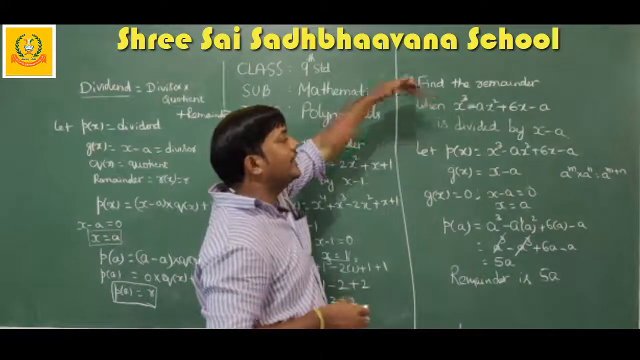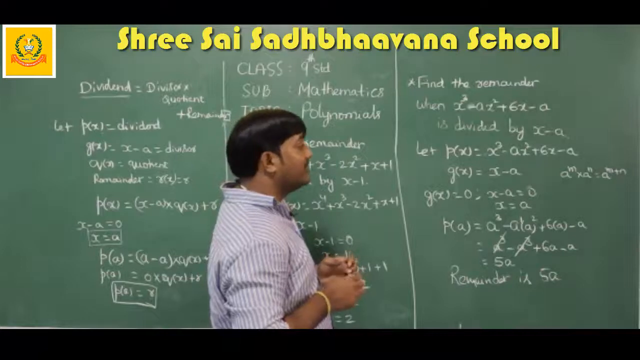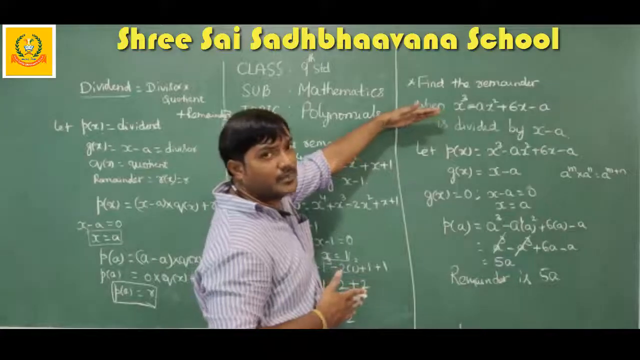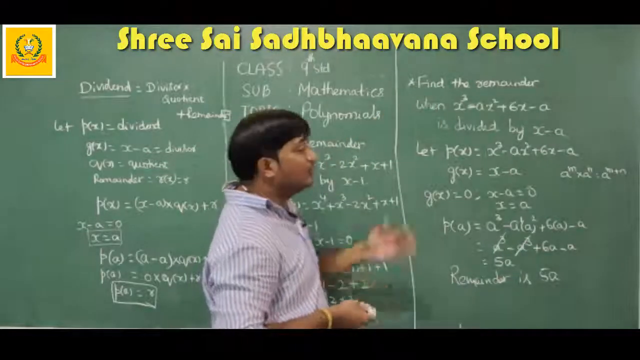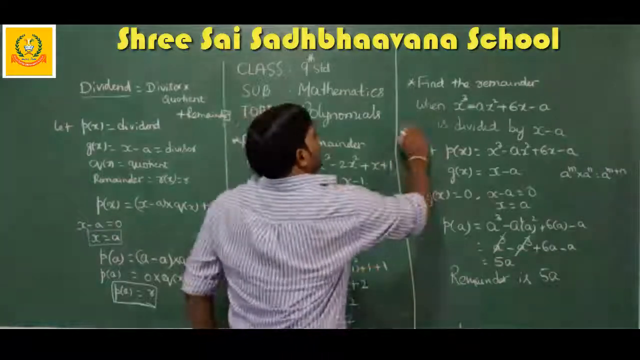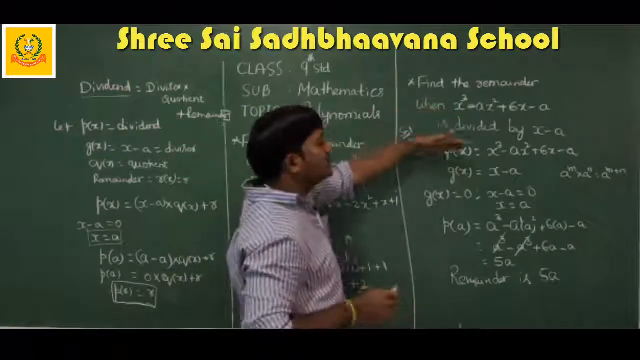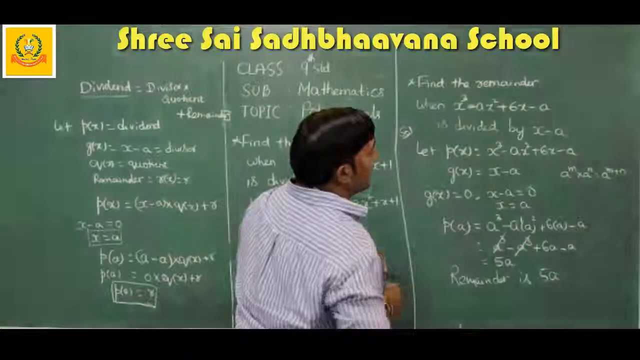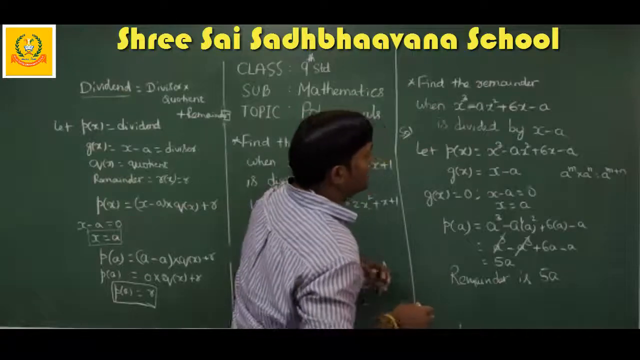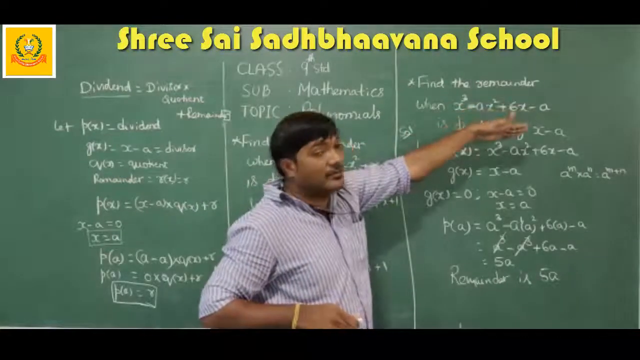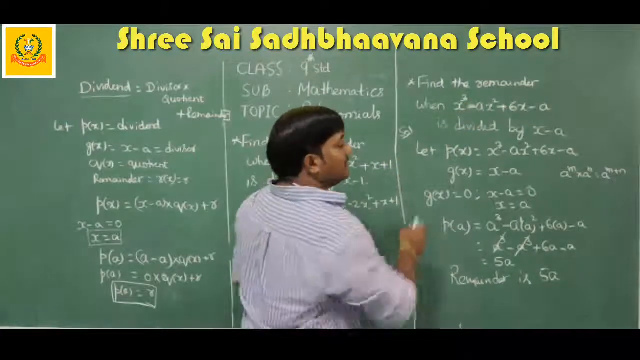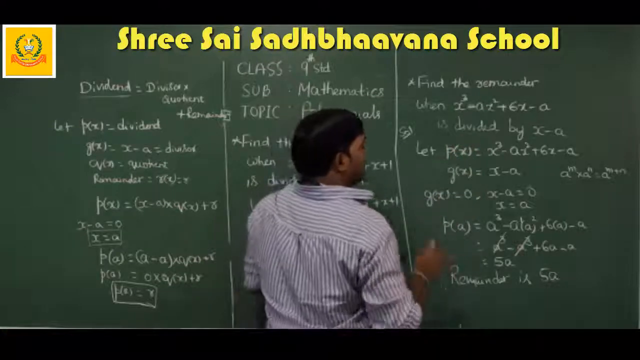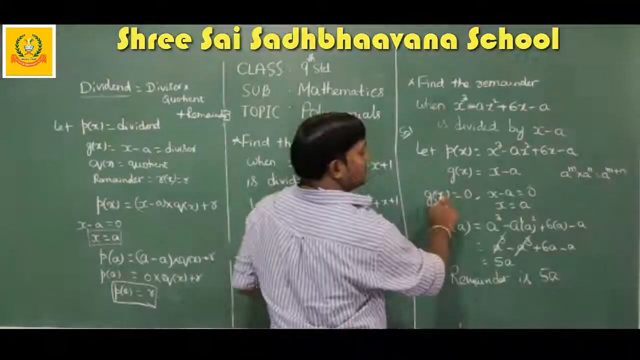Find the remainder when x cube minus ax squared plus 6x minus a is divided by x minus a. Definitely we are using the remainder theorem. Once we know the remainder theorem, why divide? We can use the remainder theorem to find the remainder of this division. First, let p of x be the dividend, which is x cube minus ax square plus 6x minus a. Next, the divisor will be g of x, which is x minus a. Now we have written p of x and g of x. Next, we have to equate g of x to 0.